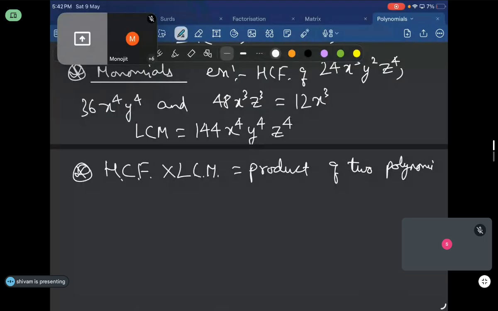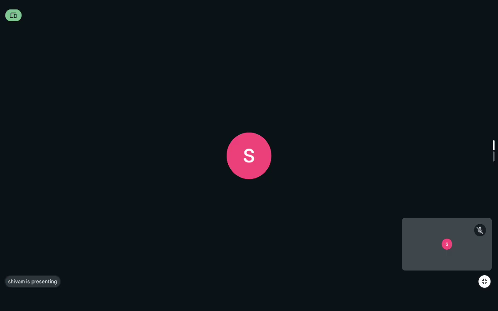Question number 8. Find the HCF of x to the power 50 minus y to the power 50 and x to the power 60 minus y to the power 60. Solve.